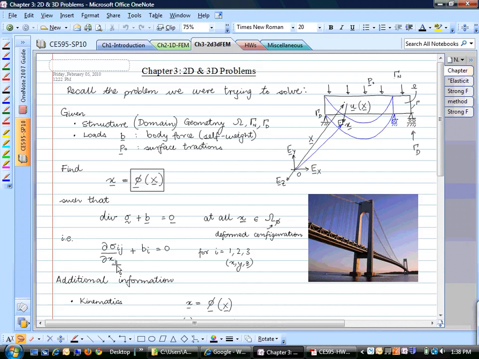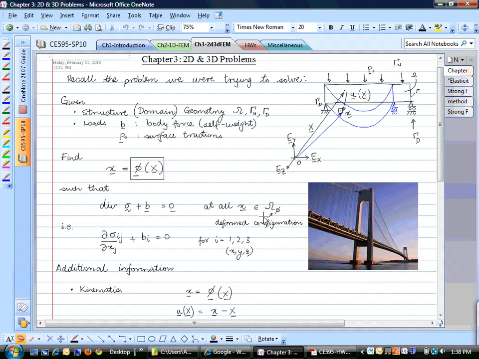Whenever you see a term which has a repeated index, here j is repeated, that should immediately tell you that we are summing over j for j equal to 1, 2, 3. And the only free index here is i. So essentially, this one equation embodies 3 equations. This really is a vector equation which has 3 equations built into it, and it is this equation that we are going to be solving in the deformed configuration.